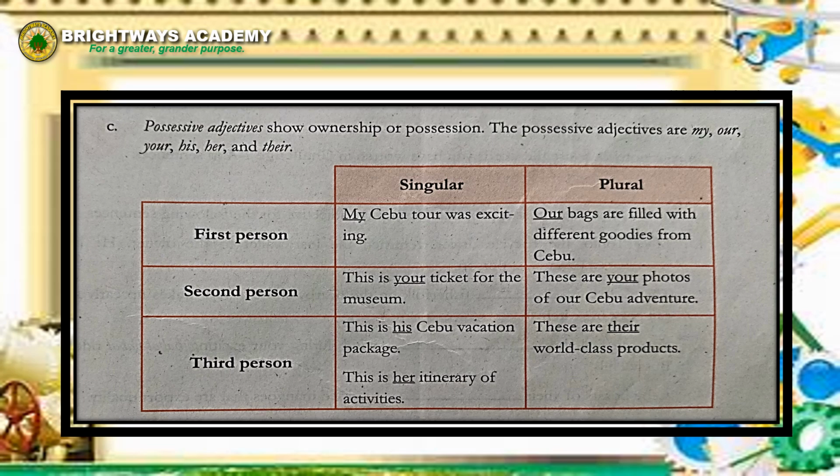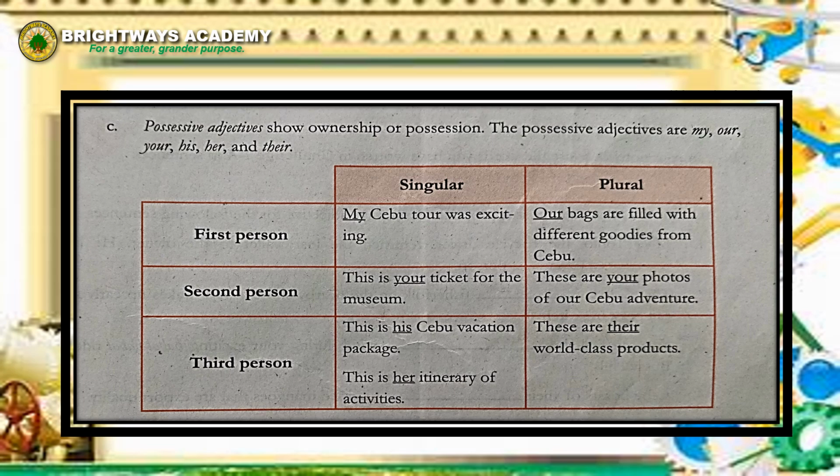In the plural form, these are your photos of our Cebu adventure. So, plural form, so your. Mapapansin nyo, yung these, okay, yung VES, so that is in the plural form, which is yung ginamit na possessive adjective, which is your. So that is talking on the second person, which is talking to another person.